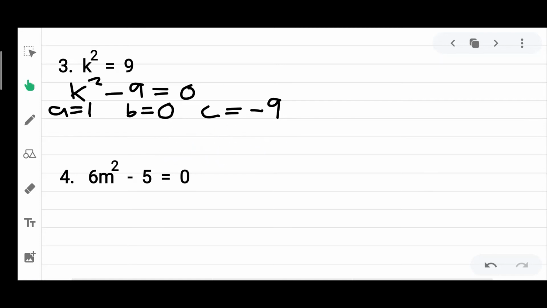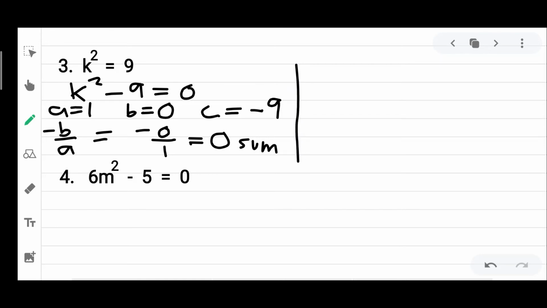Okay, so solve na natin yung sum of the roots for this equation. We have negative b over a. Copy the sign, negative. And then yung value ng b natin is 0 over, ang a natin is 1. 0 divide 1, the answer is 0. And this is our sum of the roots.